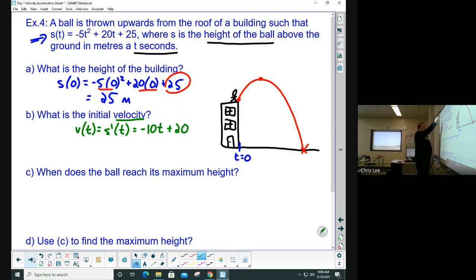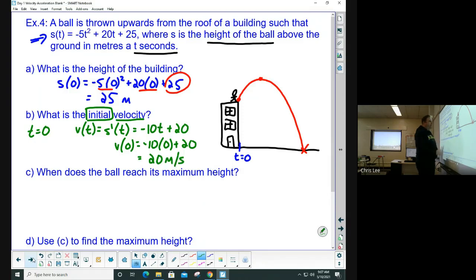So very quickly, we can differentiate this to get a new function that describes velocity. And this one's talking about the initial velocity, which is, of course, at t equals 0. So we want to find the velocity at 0, which means we plug 0 into this formula. And we get that the initial velocity must have been 20 meters per second. Graphically, what we did was find the slope of the tangent right at the beginning.